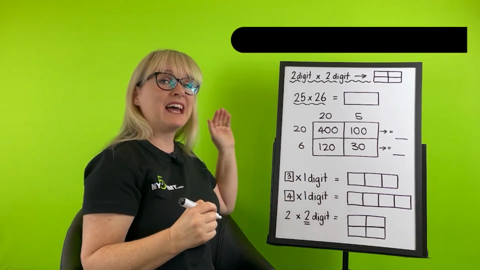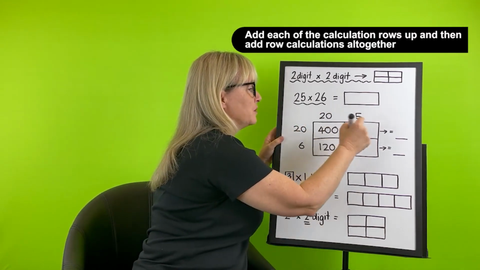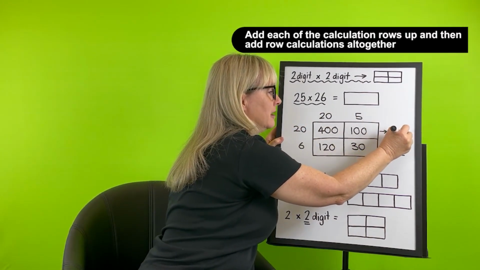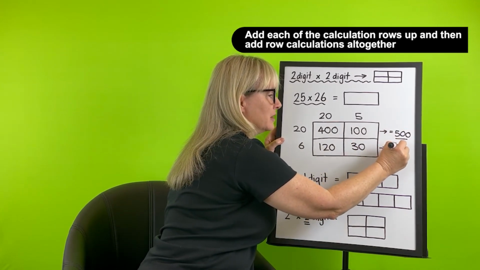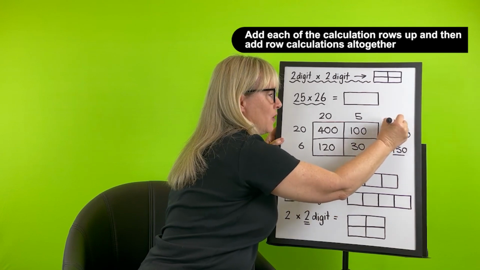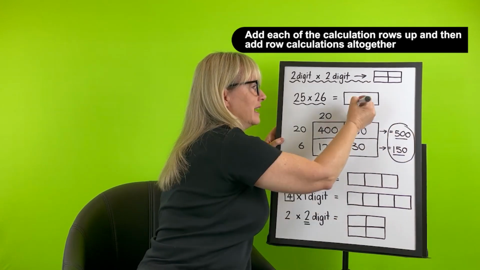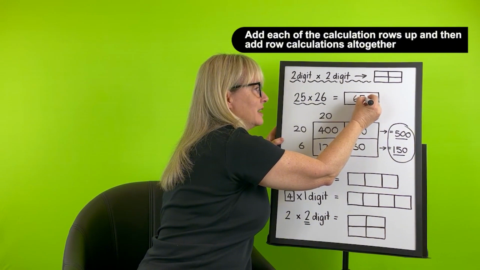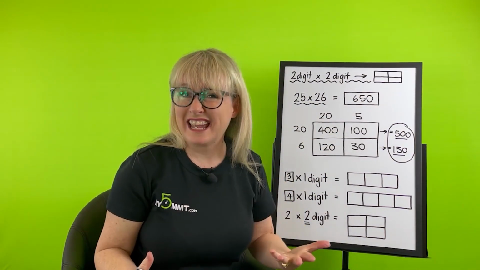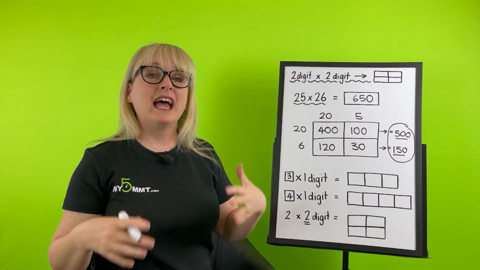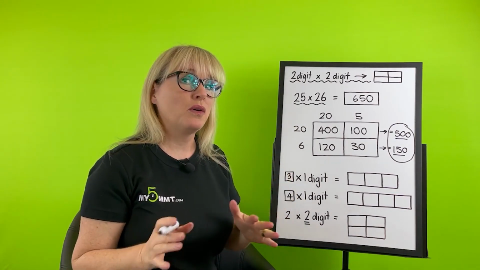Now I'm going to add my rows up. 400 and 100 is 500. 120 plus 30 more is 150. Now I add all of this together and I get an answer of 650.